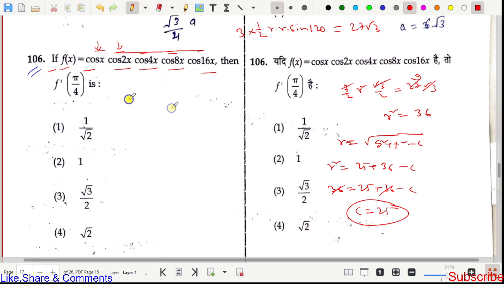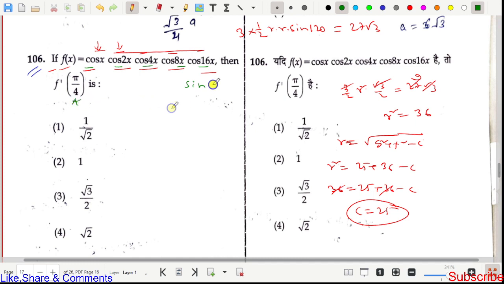So here we have to think out of the box. How? Look at this, all the terms are cos x, cos of something. We know that the derivative of cos is minus sine, clear? And here the angle is also given, that is pi by 4.